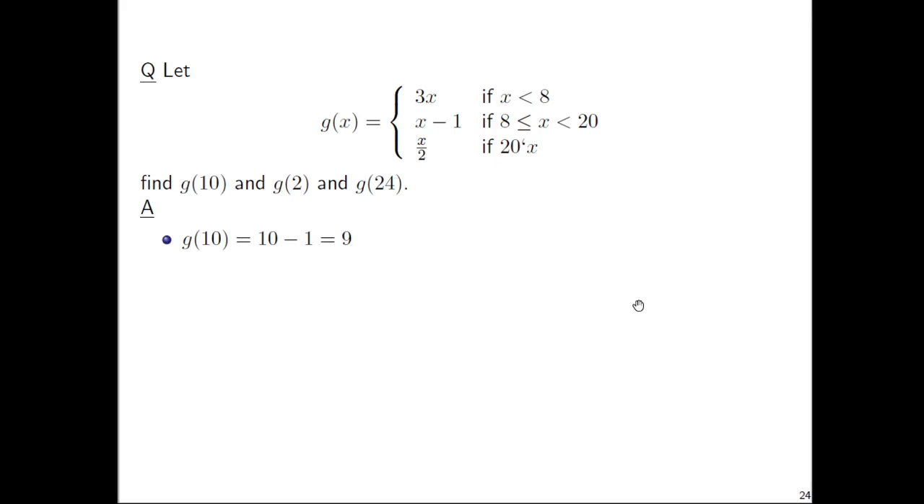All right. So, g of 10. 10 satisfies, so if 10 is x, that satisfies being between 8 and 20, so we should use this piece. So 10 minus 1 and get 9. G of 2, well, 2 being x now satisfies x is less than 8, so we use this piece. We have 3 times 2, which is equal to 6. This shouldn't be a minus sign, that should be an equal sign.